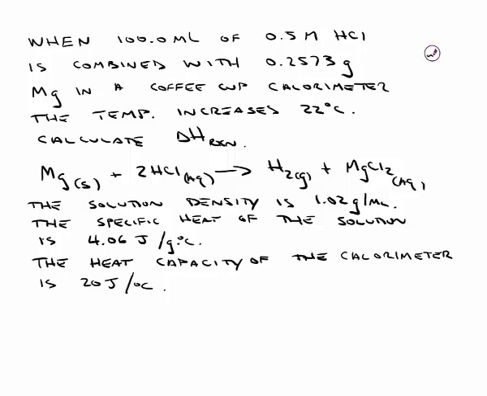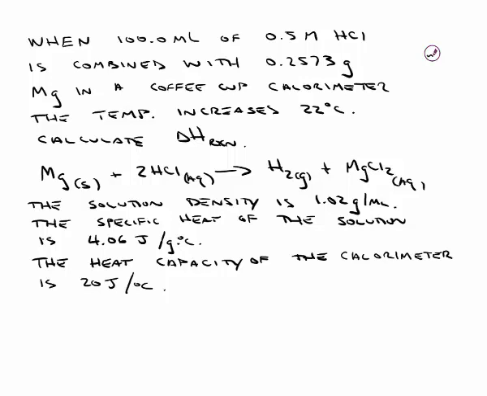In this example, 100 milliliters of a half molar hydrochloric acid solution is combined with 0.2573 grams of magnesium in a coffee cup calorimeter. The temperature increases 22 degrees Celsius. We need to calculate the delta H for this reaction. 1 mole of magnesium solid plus 2 moles of aqueous hydrochloric acid will produce 1 mole of hydrogen gas and 1 mole of aqueous magnesium chloride.